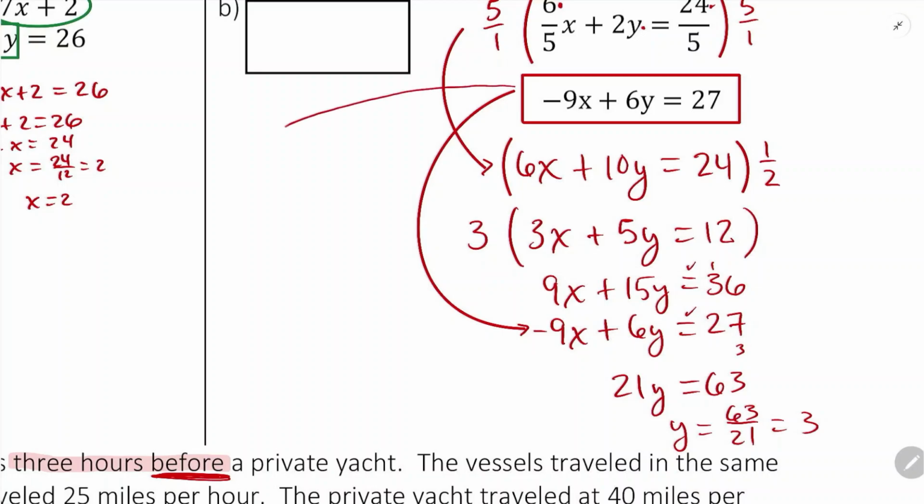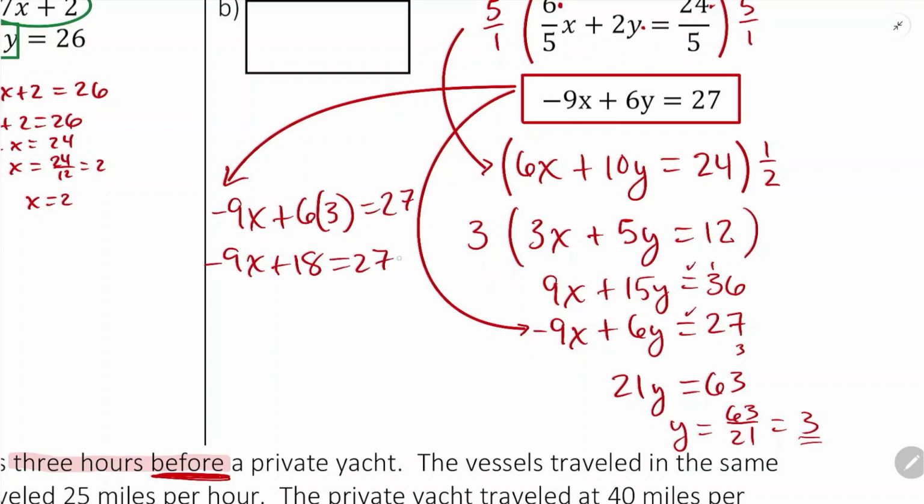So I'm now going to rewrite this second equation just for the purposes of figuring out what x is. So it's negative 9 times x plus 6 times 3. I'm plugging in 3 because I know that y is 3, and then that equals 27. Negative 9x plus 3 times 6 is 18, is 27. So negative 9x is 27 minus 18.